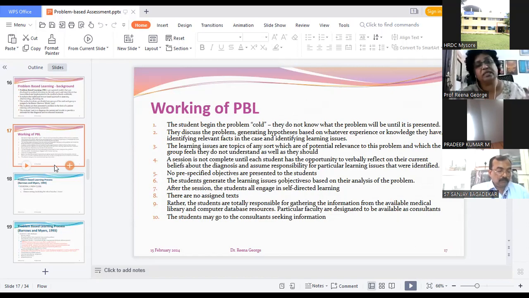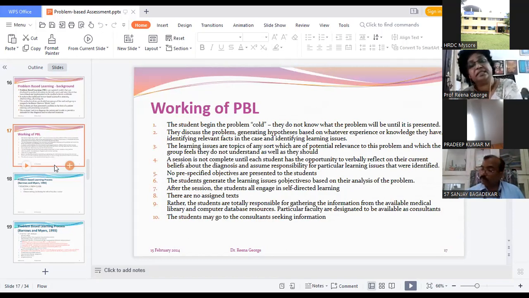We go to a class with certain pre-specified objectives, and they are presented to the students. And in the case of medical education, when the PBL started, they didn't have any pre-specified objectives. The students generate the learning issues or objectives based on their analysis of the problem. And after the sessions, the students all engage in self-directed learning. There are no assigned textbooks. The students are totally responsible for gathering the information from the available medical library and computer database resources. And particular faculty are designated to be available as consultants.